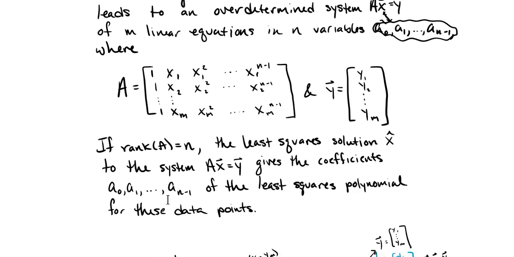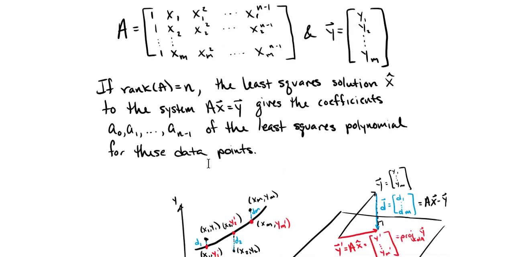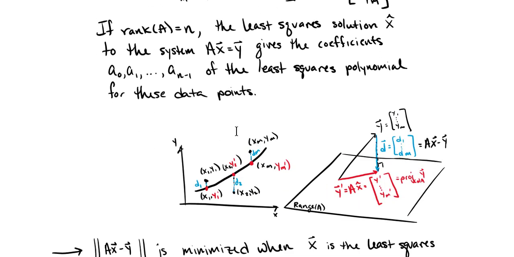That least squares solution gives those coefficients, and we call this the least squares polynomial for these data points. So what are we really saying here? Think about your picture again. Here's your black curve, your least squares curve. The black dots are the actual data points.